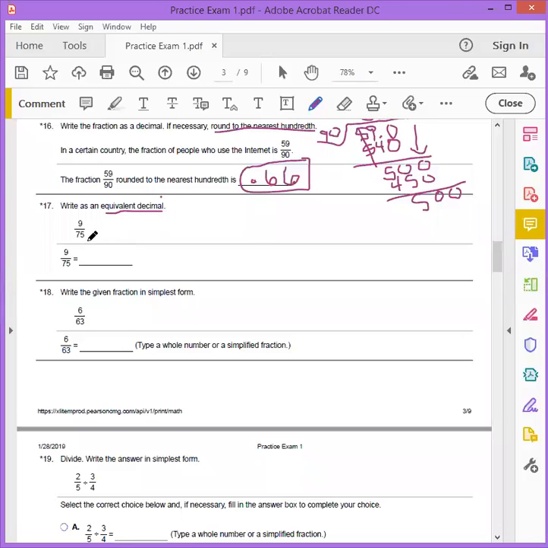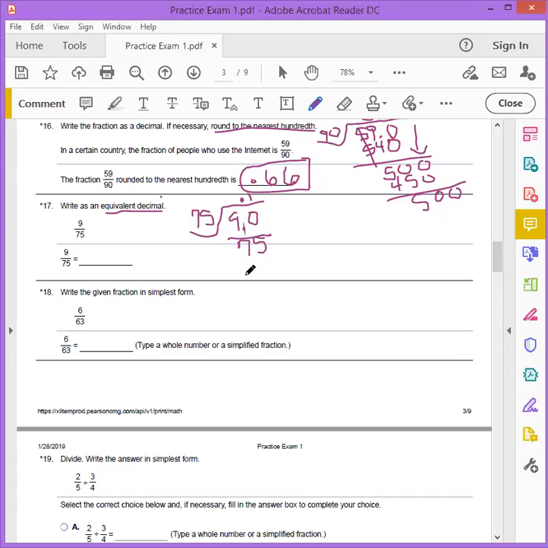So we have to divide in order to get that equivalent decimal. We'll divide the bottom number into the top number. So 75 into 9. 75 cannot be divided into 9. So we'd add our decimal point behind the 9 and above the line and add a 0. Now 75 can be divided into 90 one time.